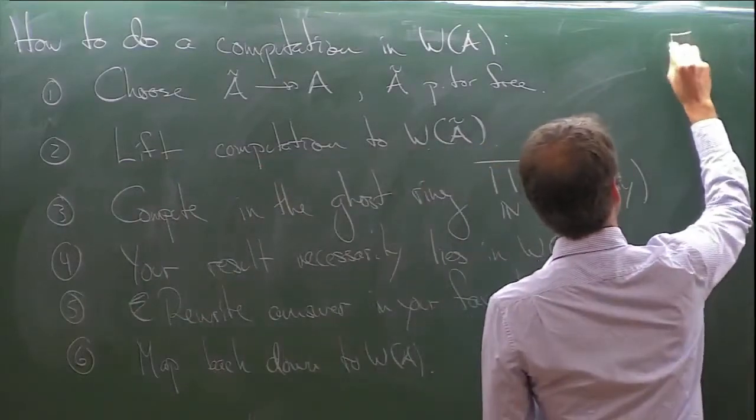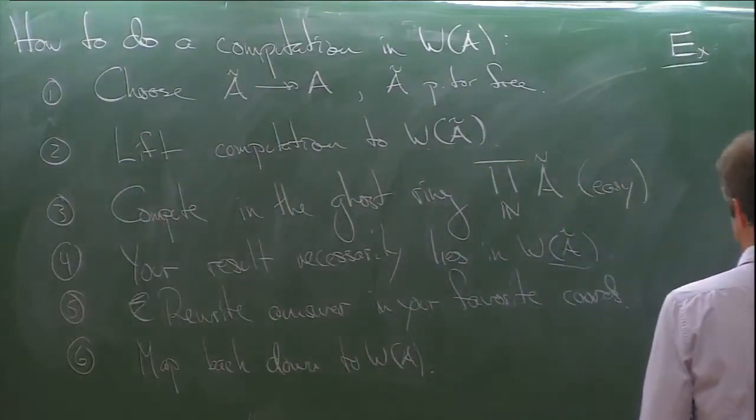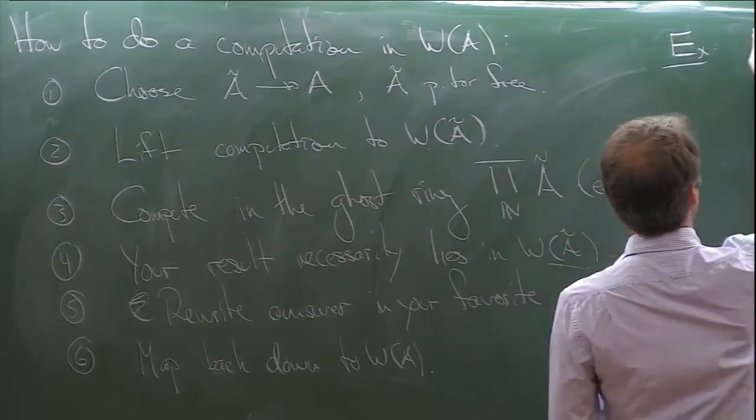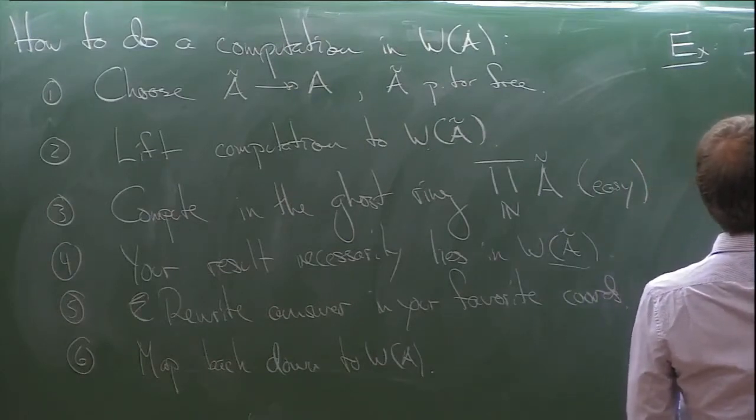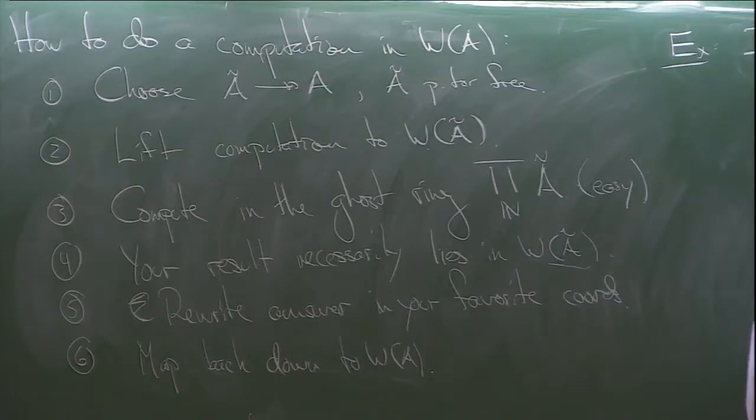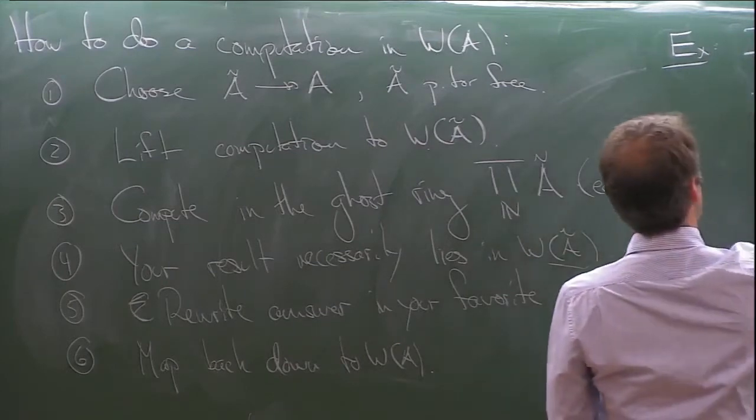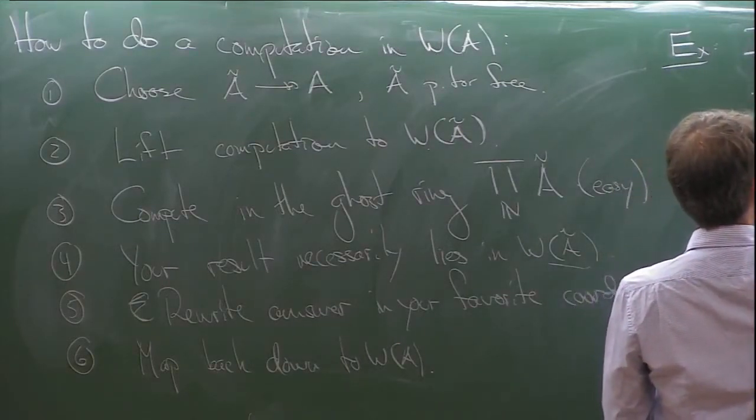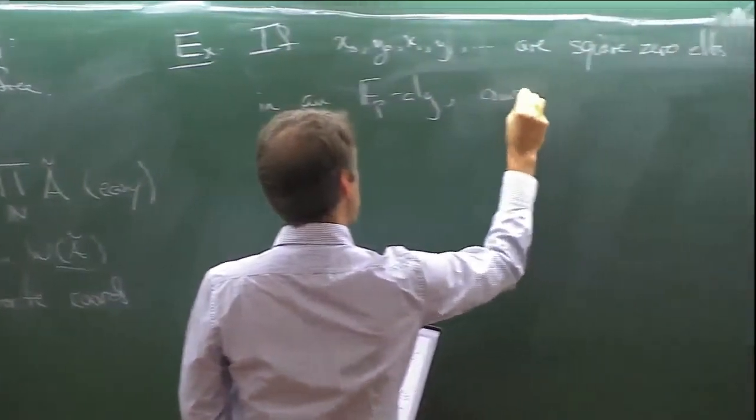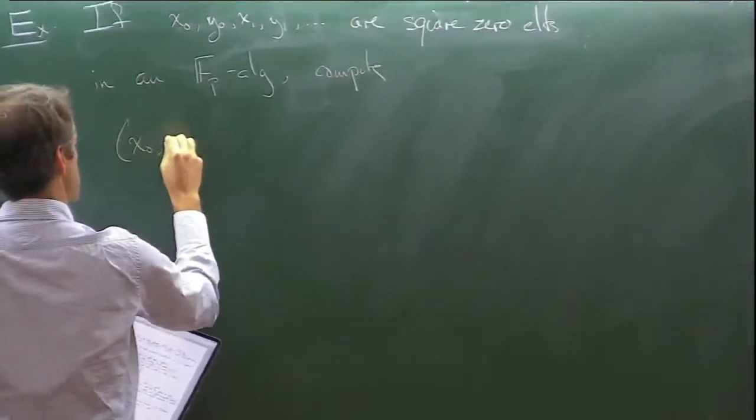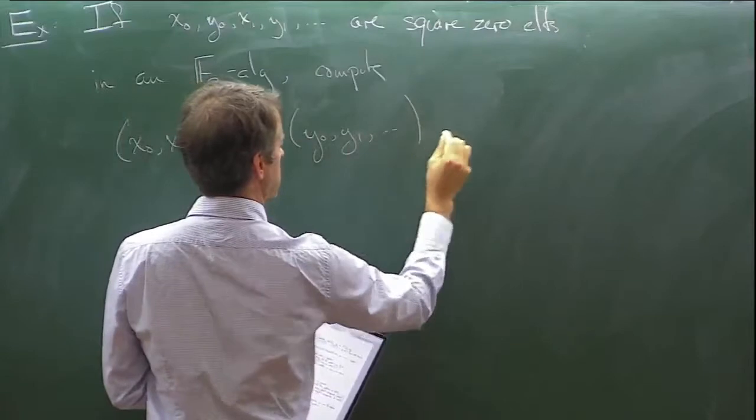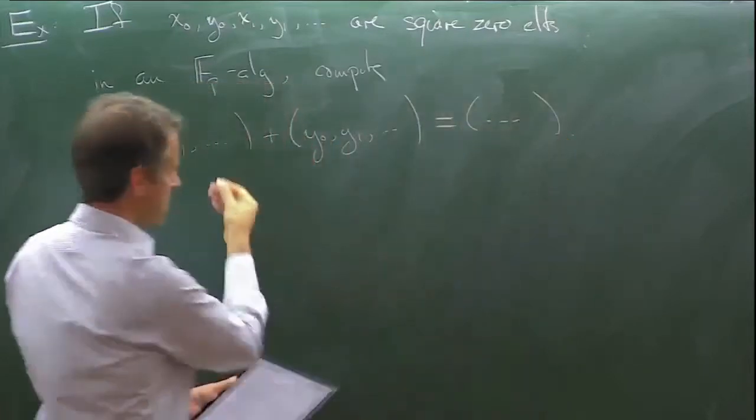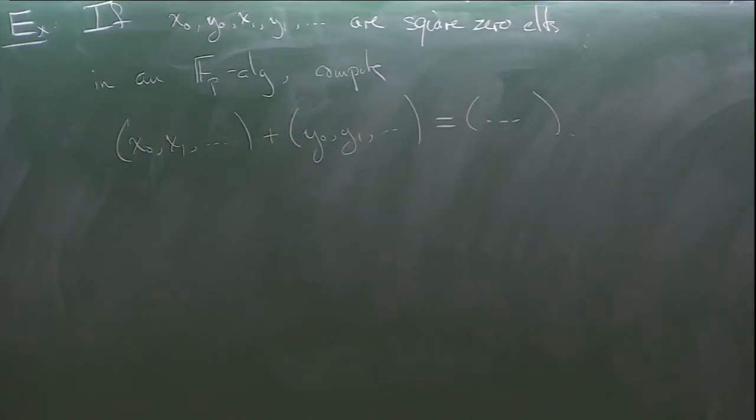So here's a little example. There are going to be some better ones, but this is what I thought of this morning. So if x0, y0, x1, y1, and so on are square 0 elements in an FP algebra, compute the sum, well, in whichever coordinates you like, the Witt coordinates or the delta coordinates or so on.